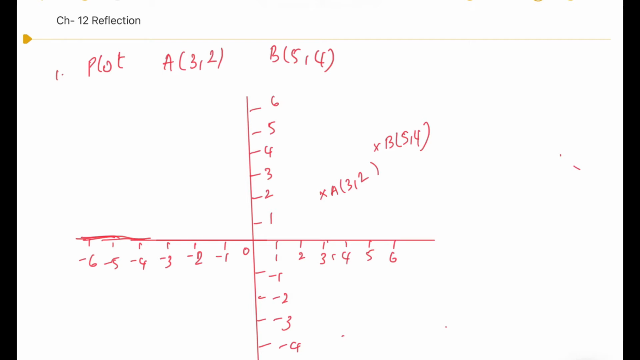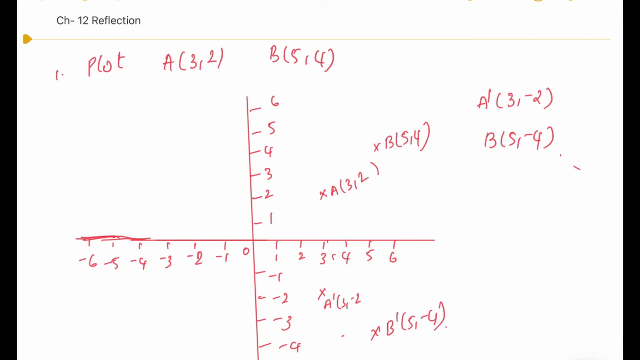Second sub question: reflect A and B in the x-axis to get A dash and B dash. So reflecting in the x-axis I get (3, -2), right? And B will be (5, -4). So where will be that point? (3, -2) here, right? A dash is (3, -2) and (5, -4) will be here, B dash is (5, -4). Okay, that's over. Now what's the next sub question?